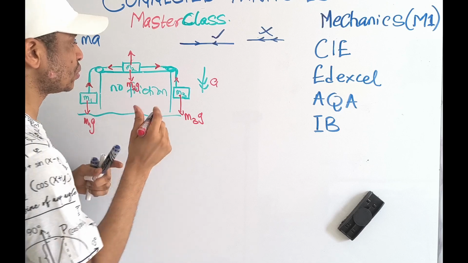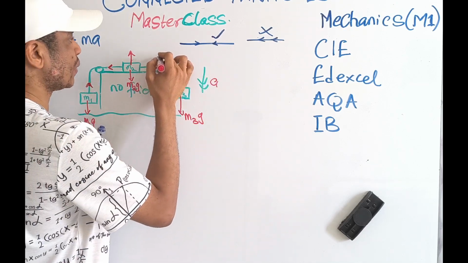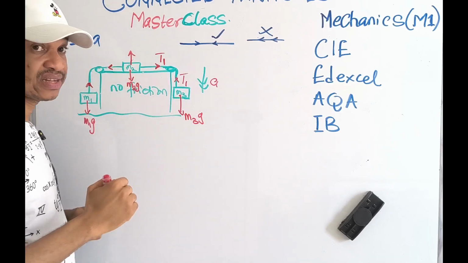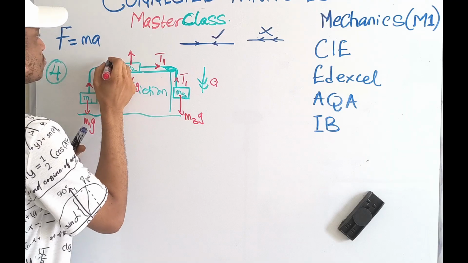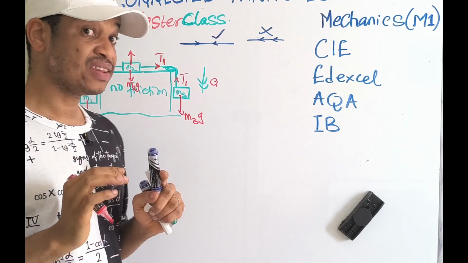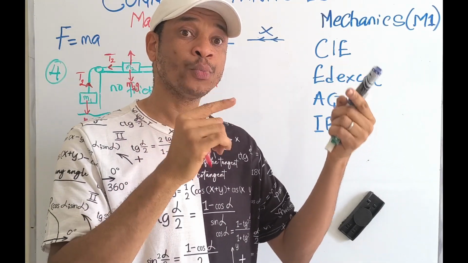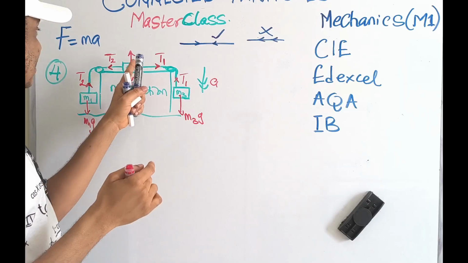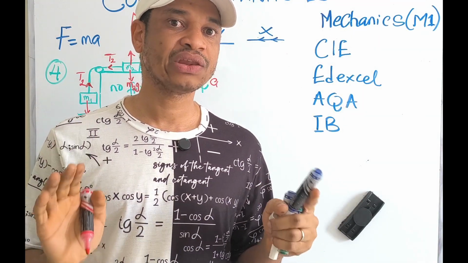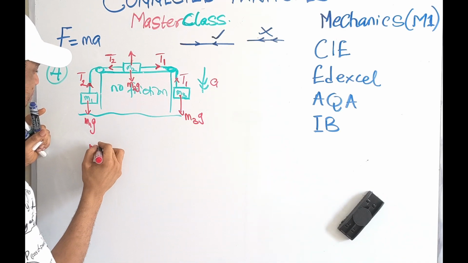Another thing we should note: this is T1. This is T1 because it's the same string. Now, don't assume that these strings are the same, except you're told. So this is T2. This is T2. So they are different strings. So this part is the same, except you are told the string connecting M1 and M2 and M2 and M3 is the same. Then you can assume it as T. But in most cases, they are not the same. Take note of that.